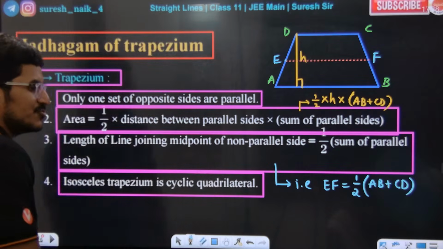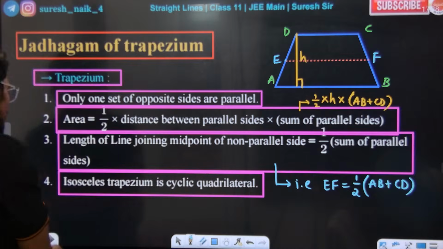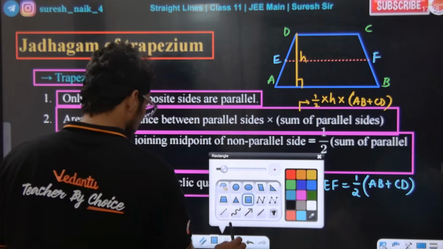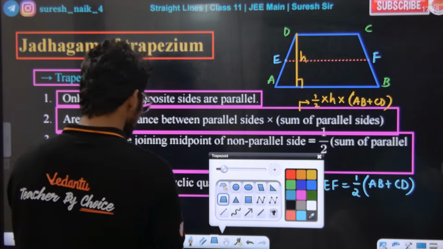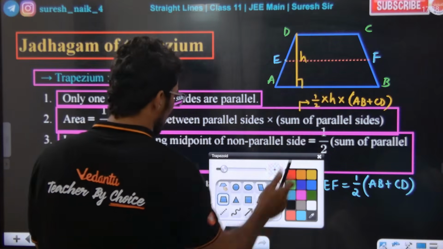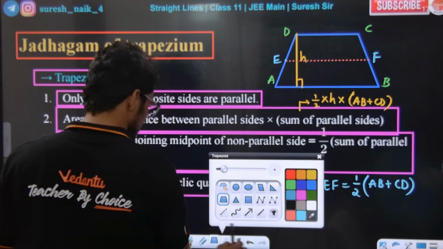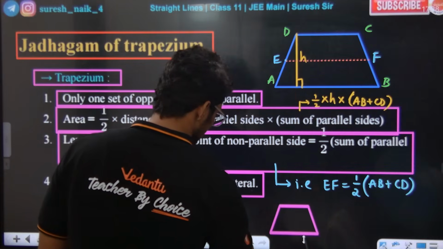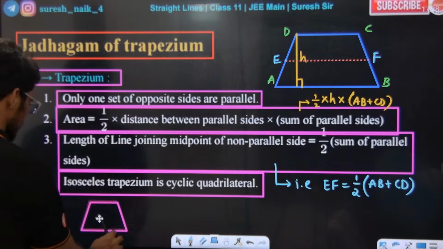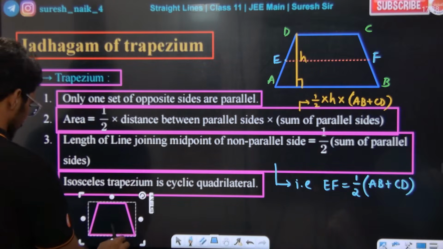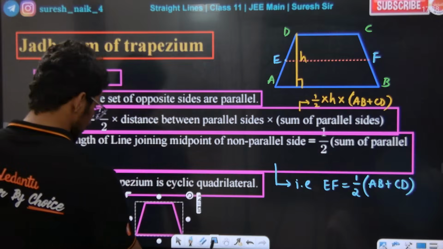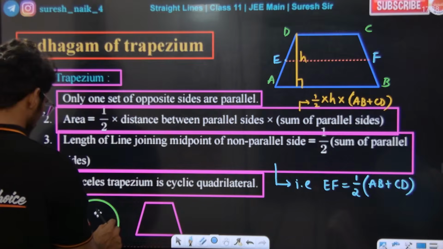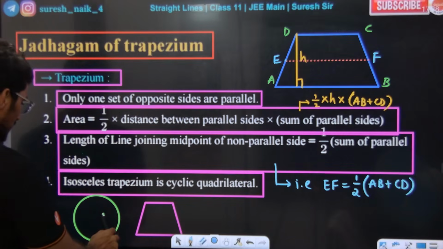Yes, Suresh. Hi, Suresh. Sir, isosceles trapezium is a cyclic quadrilateral. Isosceles trapezium, I'll tell you, wait. The two non-parallel sides, the length will be equal. Isosceles trapezium will be like this. First, we need to draw one circle. You can see the circle, right?